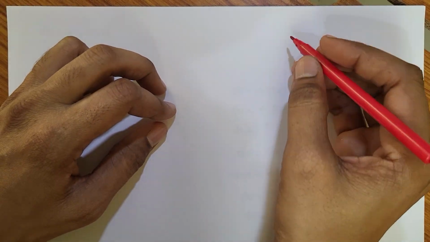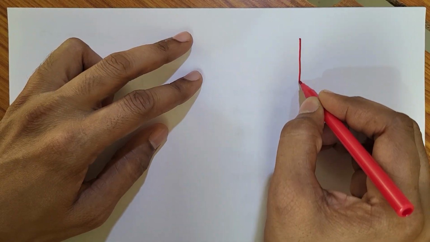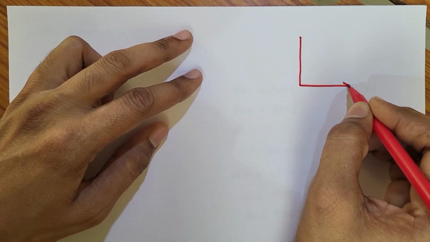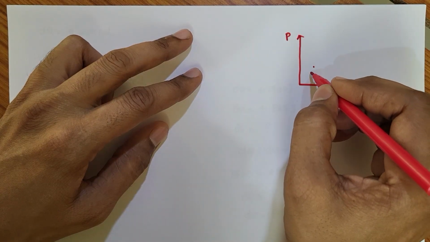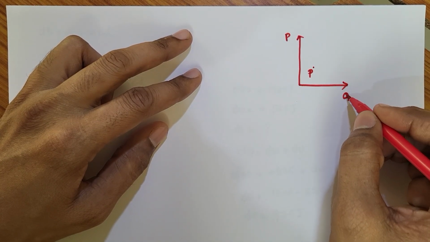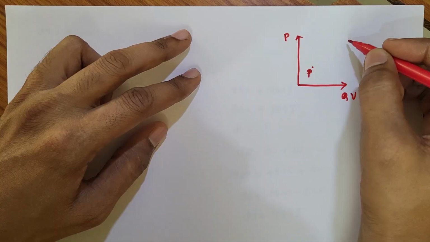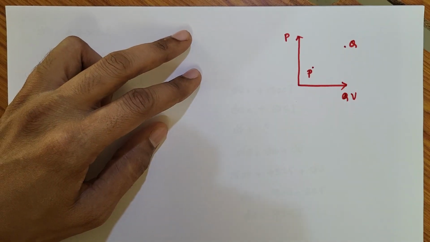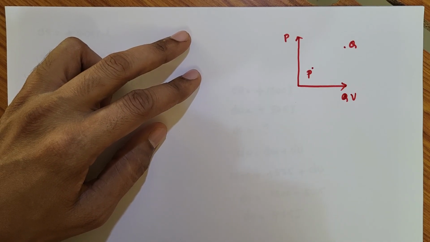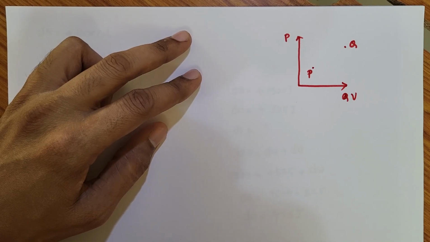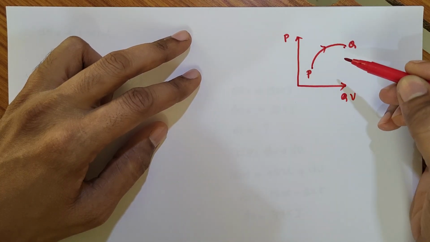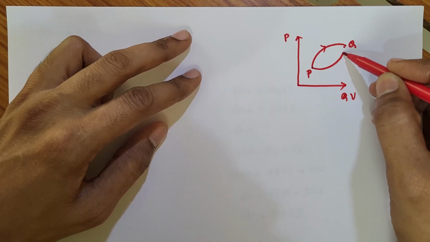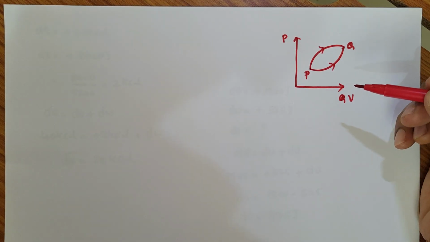Hello everyone. Let us try to understand the question. There is a system reaching from point P to point Q. P is a stable equilibrium state and Q is also a stable equilibrium state of the system. So the system is reaching from P to Q through path 1, and through path 2 also it is reaching the Q position.